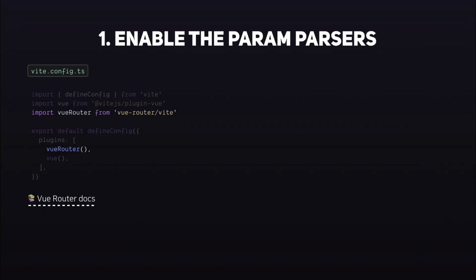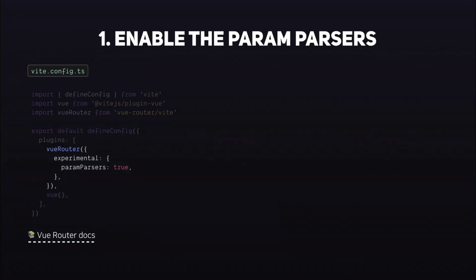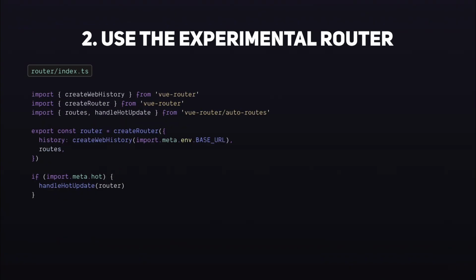So the first thing you do is you add this plugin, if you're not, and then you enable the experimental param parsers, which is going to be the default on the next version of the router. But for the moment, it's just experimental. And then you need to use the experimental router. Now, if you are using the file-based routing, the change is going to be very simple, because you already have these two lines in your code where you import the array of routes that is generated.